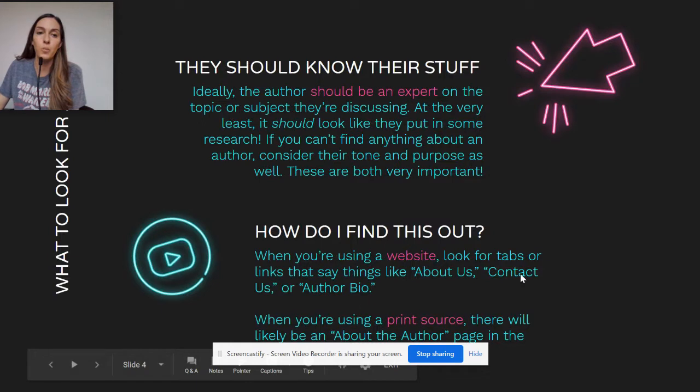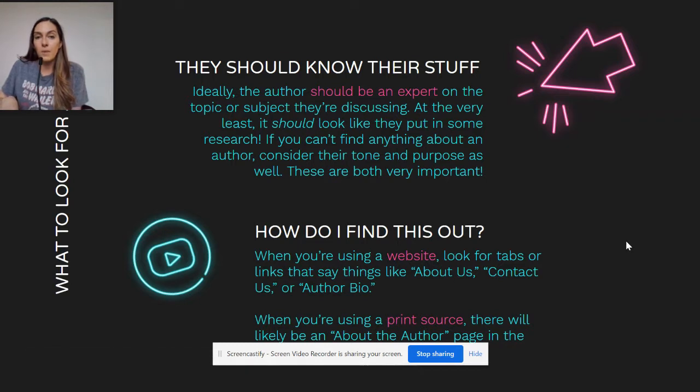And this has to do with who published the content. So when you're looking at a source, ideally, you want to make sure that the author is hopefully an expert at the topic that they're talking about. So at the very least, they should look like they've put some sort of thought and research into what they've published.